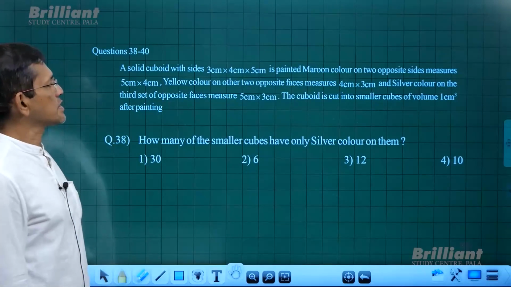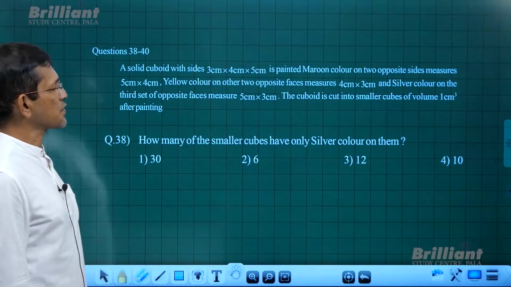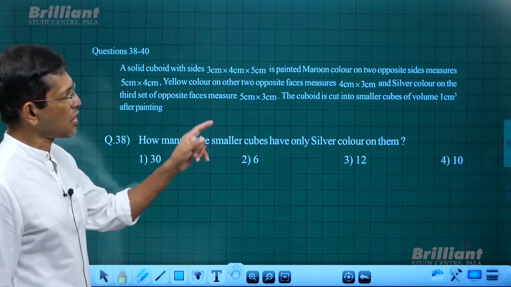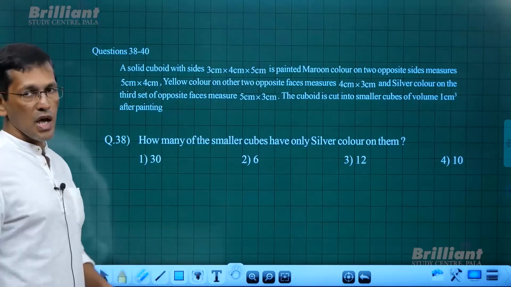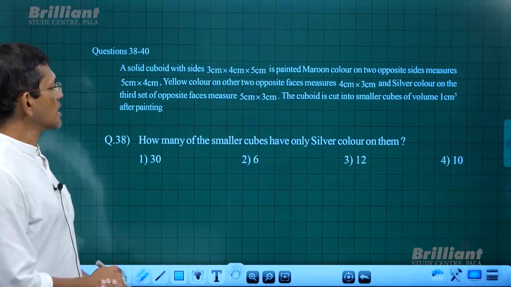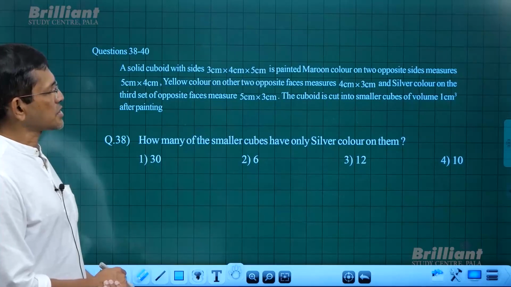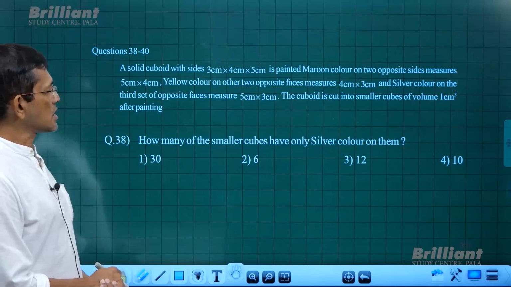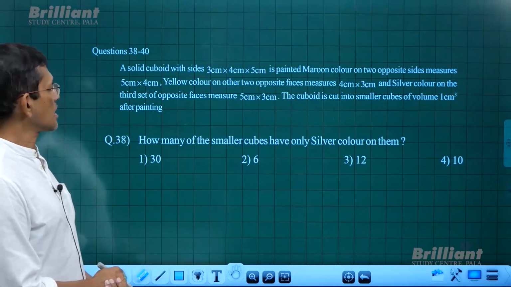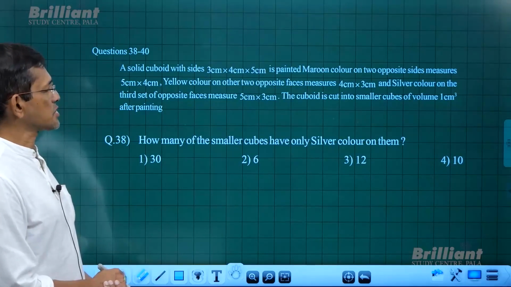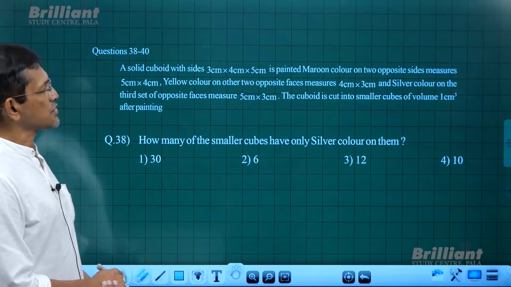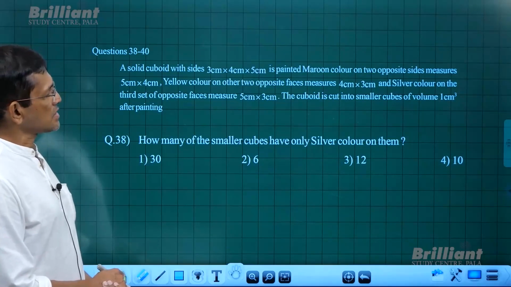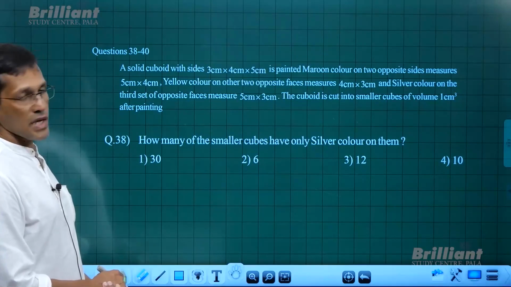A cuboid with sides 3 centimeters, 4 centimeters, and 5 centimeters is painted with maroon color on two opposite sides, which measure 5 into 4. Yellow color on two opposite faces measures 4 into 3. And the silver color is on the third pair of opposite faces, which measure 5 into 3. So it is 5 into 4, then the other side is 4 into 3, then we have 5 into 3 as well.